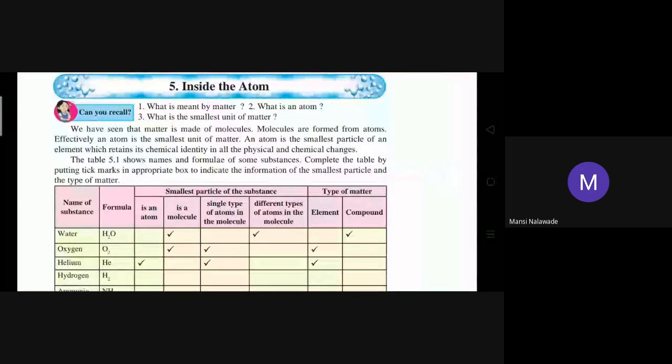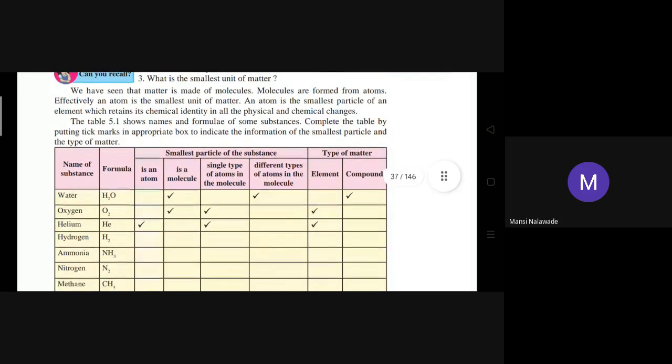Okay, so let's revise whatever we have done till now in our lesson number 5, inside the atom. We have learned what is meant by matter, then what is atom, and what is the smallest unit of matter.